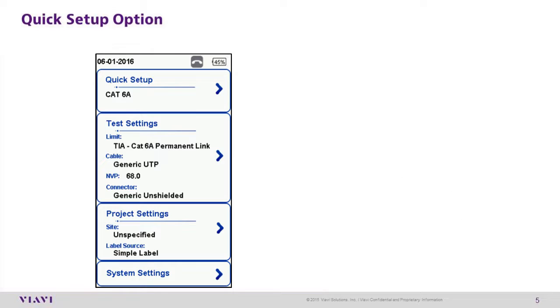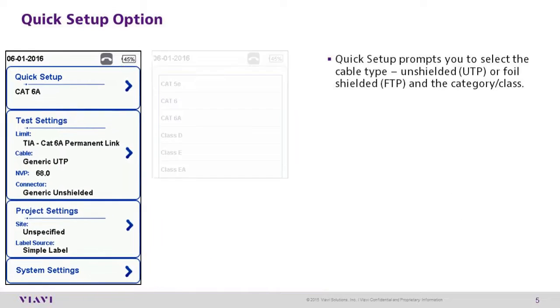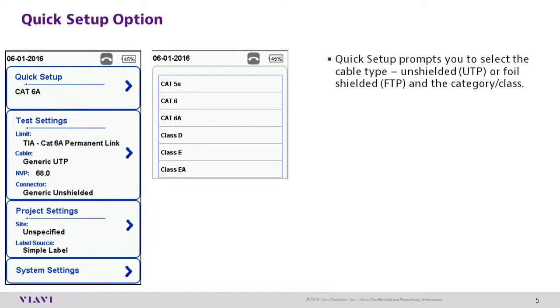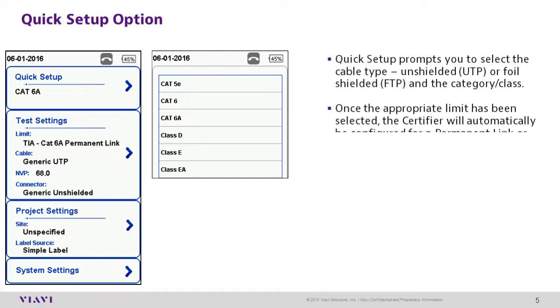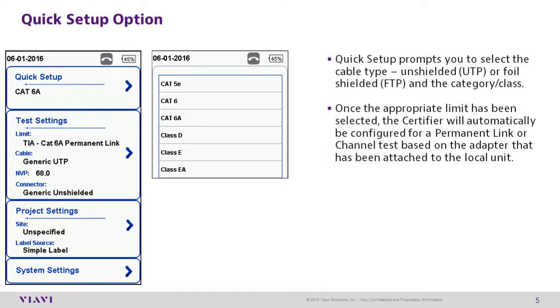Quick Setup option. Quick Setup prompts you to select the cable type, shielded, UTP, or foil shielded, and the category or class. Once the appropriate limits have been selected, the certifier will automatically be configured for a permanent link or channel test based on the adapter that is inserted into the local unit.